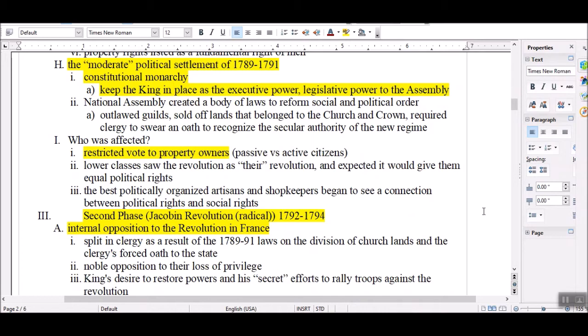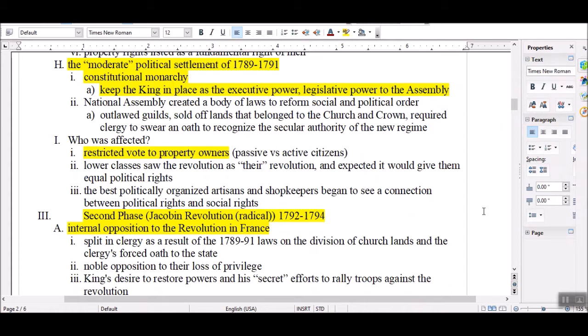The National Assembly is going to end up creating a body of laws to reform the social and political order. They're going to get rid of the idea of guilds. They're going to sell off lands that belonged to the church and to the king. They're going to push the clergy to swear an oath that recognizes the assembly's power and that the assembly is not bound by religious law. That one they're not going to be thrilled with, but it's okay. Considering what's about to happen when they get upset with it, it's fine.